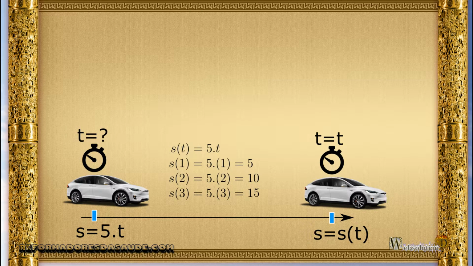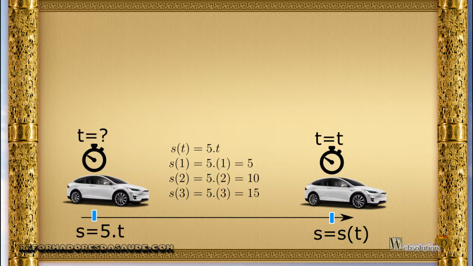Domain and image. Imagine that a car is traveling down a street with the function s of t equal to 5 times t, where time is measured in seconds and the route in meters. In a simpler way, the domain would be time, and the image would be the route.